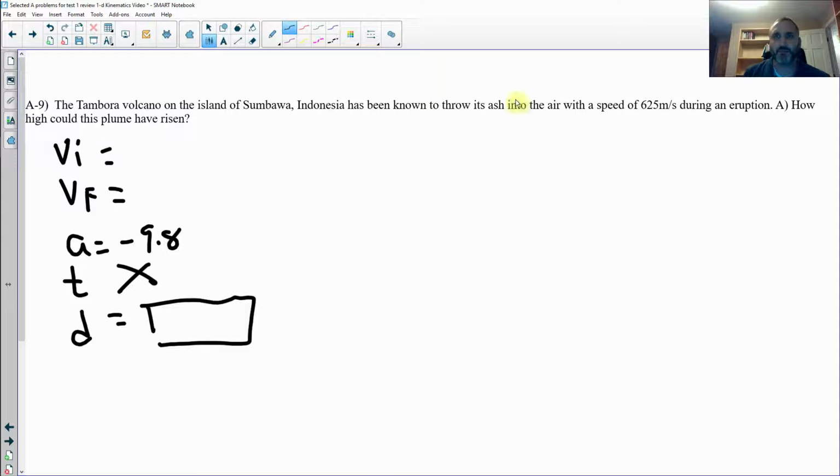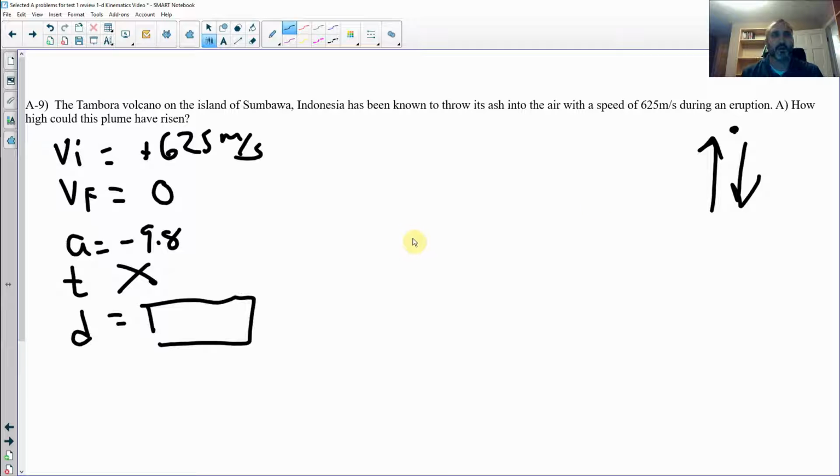And they tell us it throws the ash into the air with a speed of 625. So that's a positive 625 meters per second. My question to you is, how fast is this stuff going when it gets to its highest place? The answer is it stops. You're talking about something that's going up and then it comes down, but in the middle, between the up and the down, it's got to stop. So that's how I know my final velocity is going to be 0 meters per second.